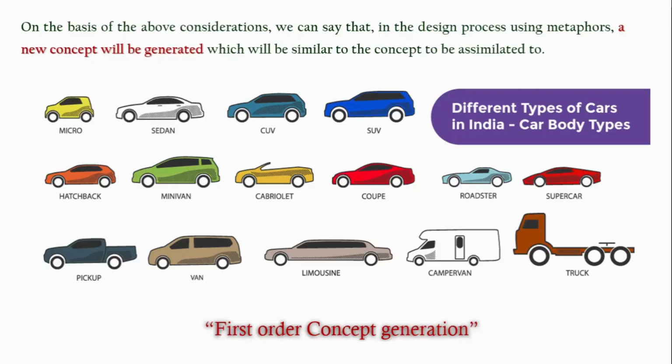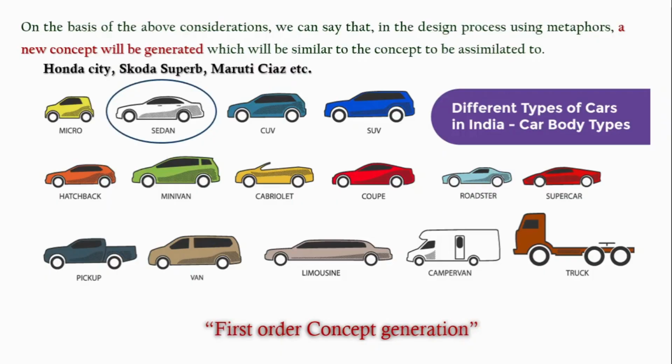So let's try to explain this in other words. Suppose I want to design a new sedan car. So the type of car is sedan, okay, and I want to design a similar kind of sedan class car. So what is going to happen? Other companies have also designed similar kinds of sedan cars, okay. Those cars, suppose like Honda City, Skoda Superb, Maruti Ciaz, etc. So these are all sedan class cars. So what are these?